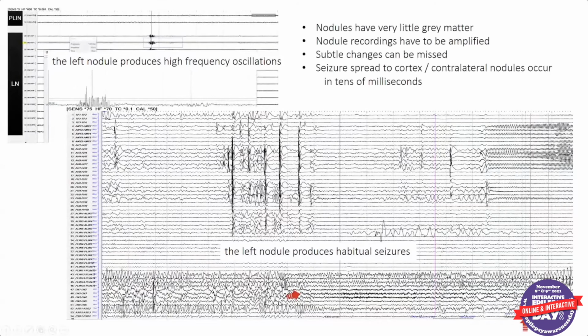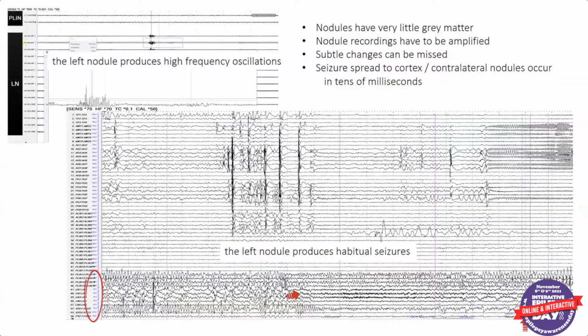So it's worth bearing in mind that these nodules have very little gray matter, and therefore the recordings need to be amplified. As you can see here in these bottom channels, the settings are a little different from the rest of the brain. So we blow up the recordings here so as to see the seizure discharge clearly. If this is not done, then sometimes the true seizure onsets can be missed and a false conclusion derived of seizures actually starting elsewhere in the brain and not the nodule.